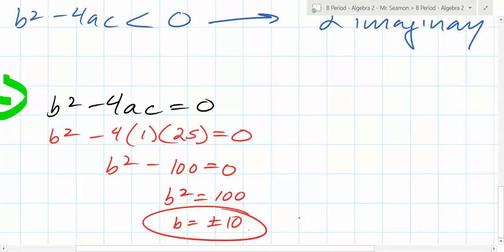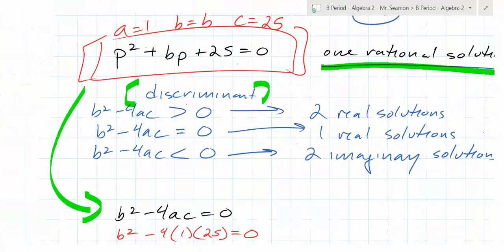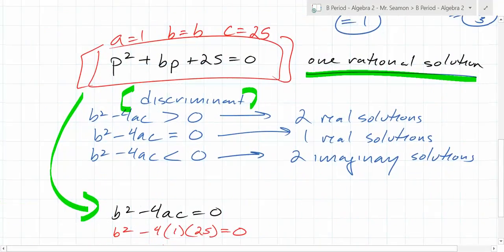So there are 2 possible answers. If b is 10, this has 1 solution. And if b is negative 10, it has 1 solution. Either one will result in 1 solution. Because if b is plus or minus 10, what is the discriminant? 0. And if the discriminant is 0, how many solutions does the quadratic have? 1 real. You'll notice you kind of want there to be 1 imaginary solution, right? Is there a way to have 1 imaginary? Nope. Actually, there is not.